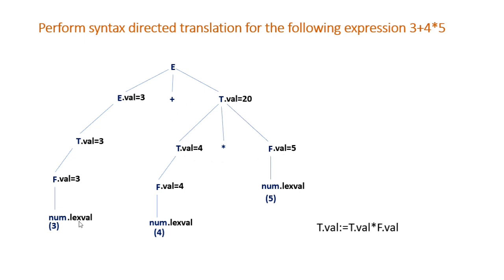Now we will evaluate the top tree, E tends to E + T. We apply this semantic rule: e.val = e.val + t.val. So the result of e.val plus t.val will be stored in e.val. So e.val is 3 and t.val is 20. So 20 plus 3 is equal to 23. So e.val is equal to 23.